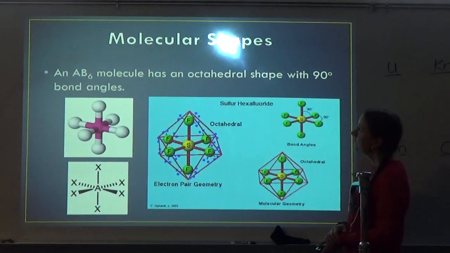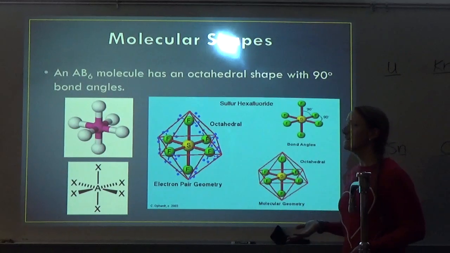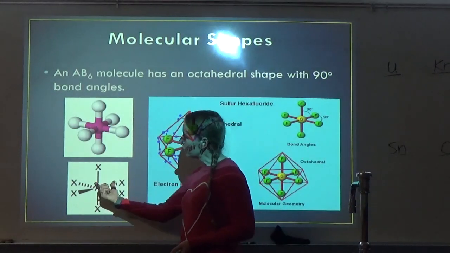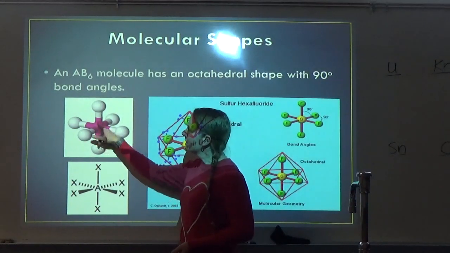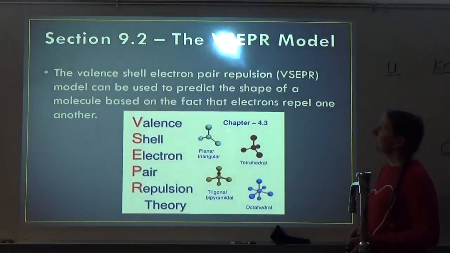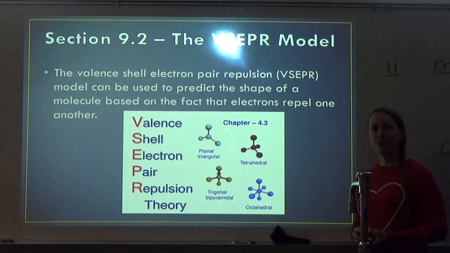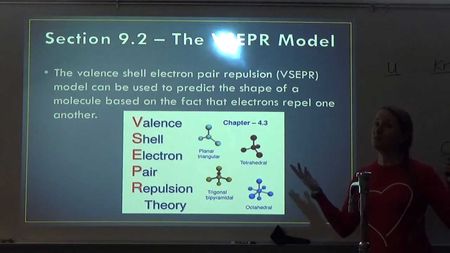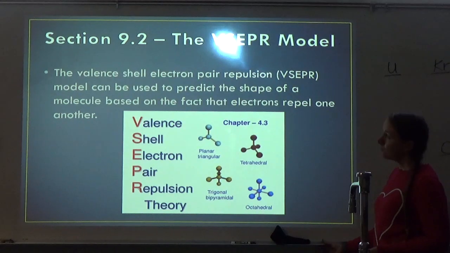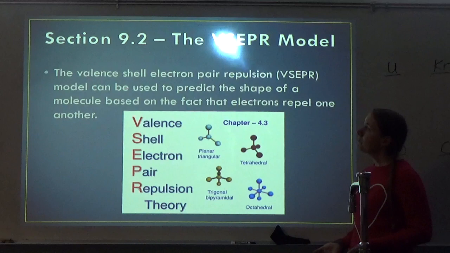An AB6 molecule has an octahedral shape with 90-degree bond angles. Again, we usually draw it like this with 2 coming out, 2 going back. Every bond angle in that molecule is 90 degrees. So moving on to 9.2. Again, that was super fast because we've already covered shapes. The valence shell electron pair repulsion, also known as the VSEPR model, can be used to predict the shape of a molecule based on the fact that electrons repel one another.